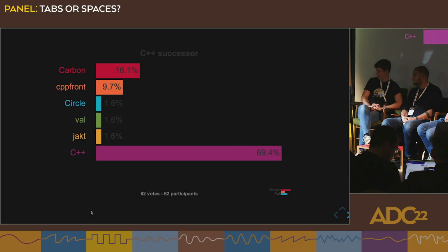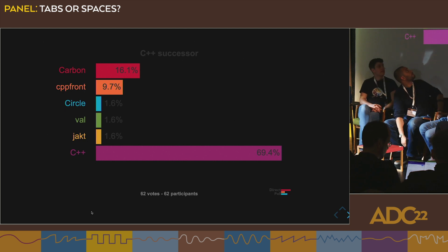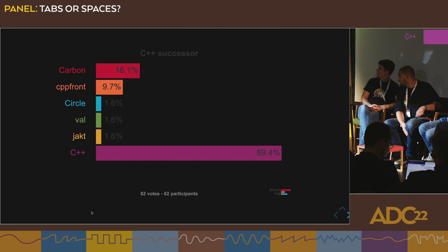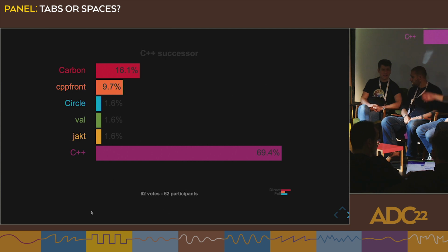Okay, so we do have some votes. Most people still think C++ is going to stick around for a long time. Carbon in second and then Cpp2. I think this would be an interesting question to come back to in a year and see if the balance has shifted a bit. See if they might have all disappeared by then. Yeah, might be a shorter list.